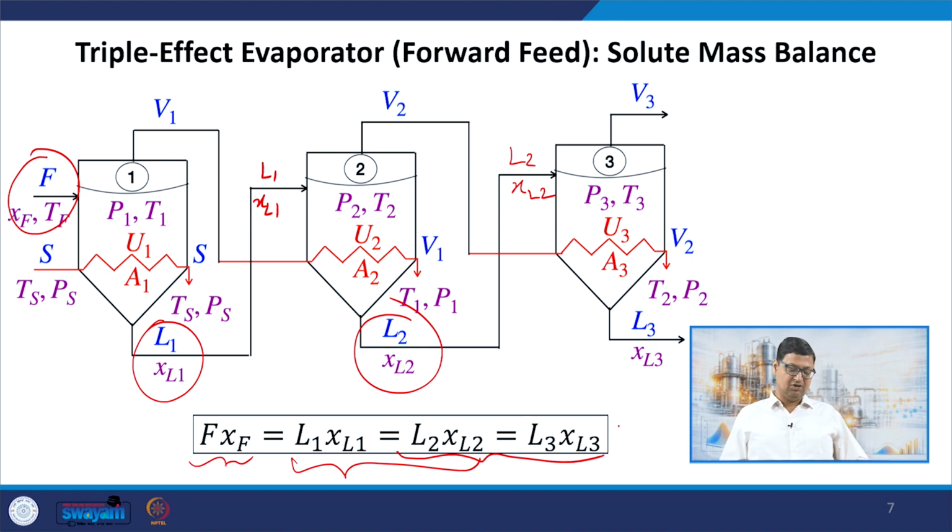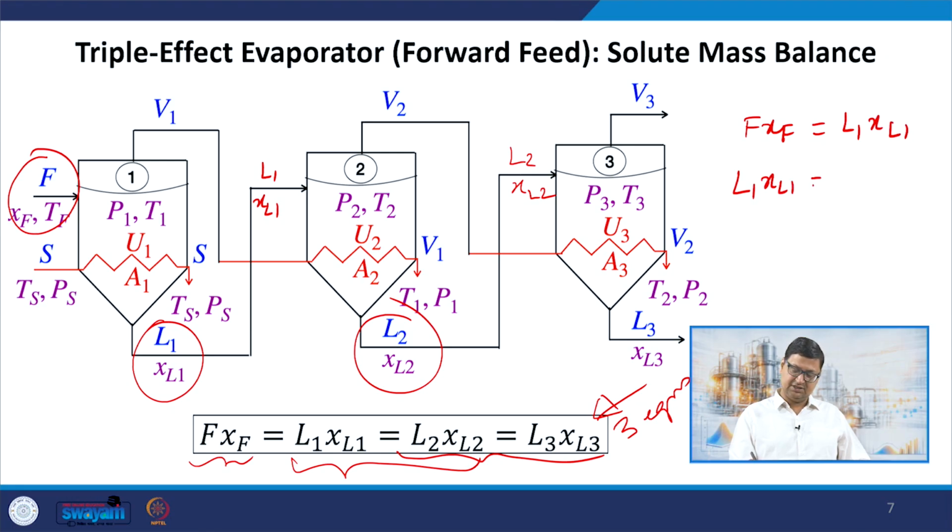So, in general we can write these as 3 equations, because I can write 3 equalities from there. F XF is equal to L1 XL1 for the first effect, L1 XL1 is equal to L2 XL2 for the second effect, and L2 XL2 is equal to L3 XL3 for the third effect.